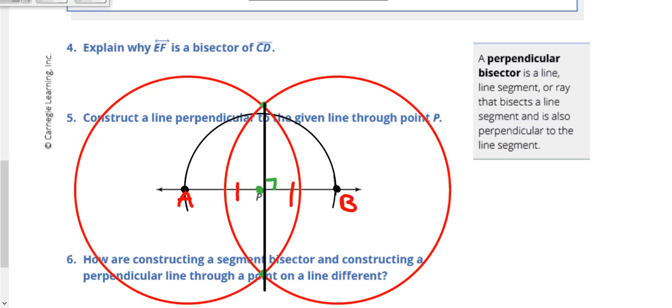You then pick your compass up, put the pointy end on one of those points. I started off with B. I dragged out my compass to where it was large enough and went past point B. I drew a circle around point B. Keeping that same distance, I then picked up and put the pointy end on A, drew a circle around A. Where they intersect is the perpendicular line to my original line of P.